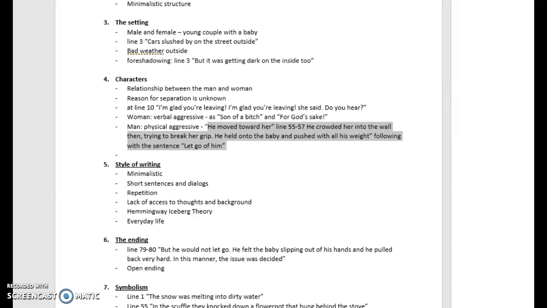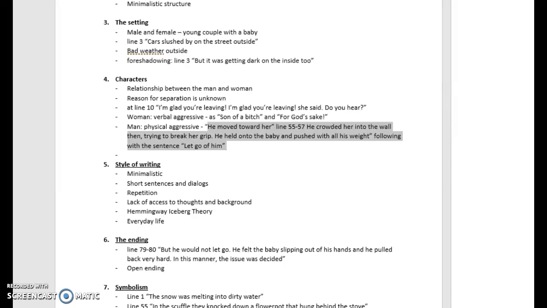If we take a look at the themes, separation is a big theme in this story. It's also a minimalistic feature. And then we have conflict, because there is this big conflict about who should have the baby.